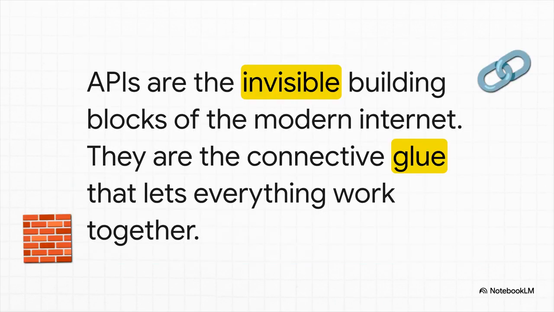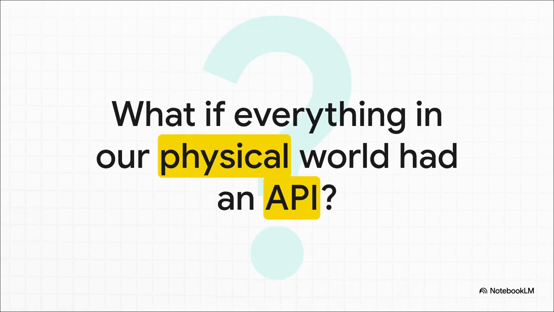So really, if you take one thing away from this, it's this. APIs are like the invisible glue, or maybe the invisible nervous system of the modern internet. They're the reason our digital world feels so connected and just works. And that kind of leaves us with this one last really cool thought to chew on. We've used APIs to build this amazing interconnected world of software. So what happens when we start giving everything in our physical world an API to talk to each other?